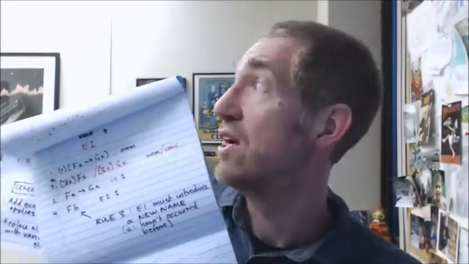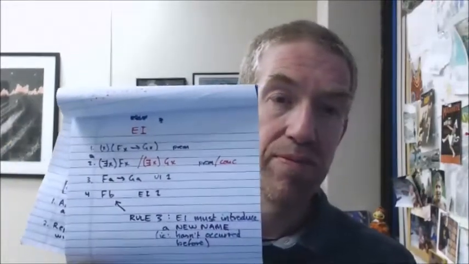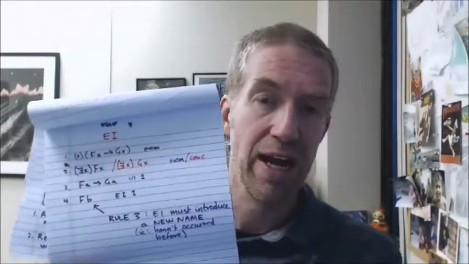All right, so just remember for existential instantiation, there is that extra rule. Universal instantiation doesn't have that rule. Only EI has that rule.